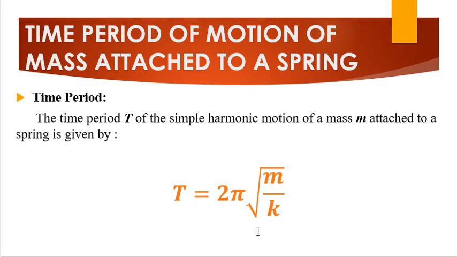There is a specific formula for that. The time period T is equal to 2 pi times the square root of m over k, where m is the mass which is attached to the spring, k is known as the spring constant, 2 pi is the complete period, and T is the time period.